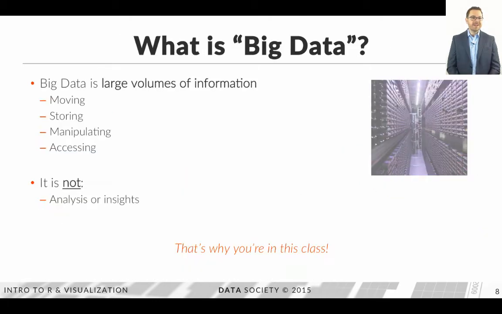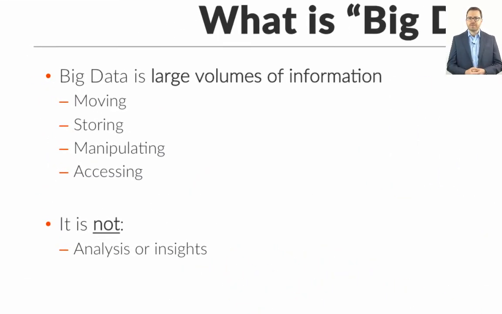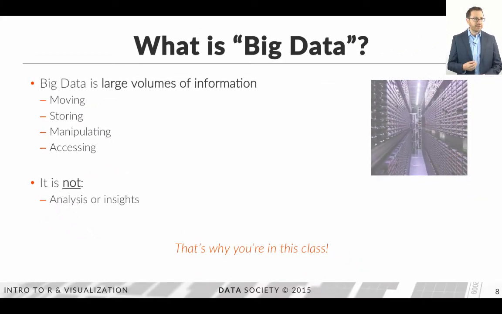Data science goes hand in hand with big data. But what is big data? Big data is large amounts of information about moving and storing and manipulating and accessing very large amounts of data, and in particular, the eclectic, novel, fine-grained data often generated by individual people. The term has become synonymous with data analysis, but it's not. Having a lot of data is not helpful without analysis or insights, and that's why you're in this course.